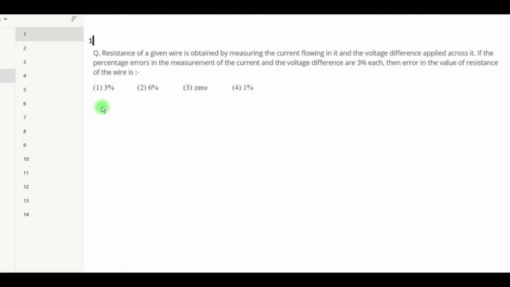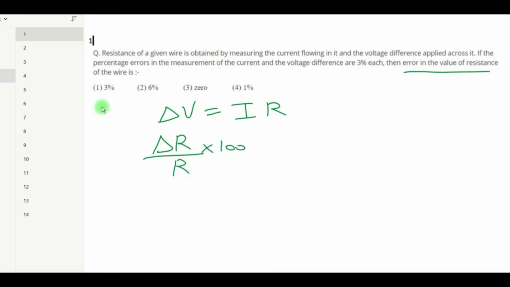The resistance of a given wire is obtained by measuring the current flowing in it and the potential difference applied across it. So basically, the potential difference is equal to the product of the current and the resistance. This is Ohm's law. Now what we need to find is the error in the value of resistance, and from the options we can see that this is a percentage. So basically we are supposed to find the percentage error in the value of the resistance.